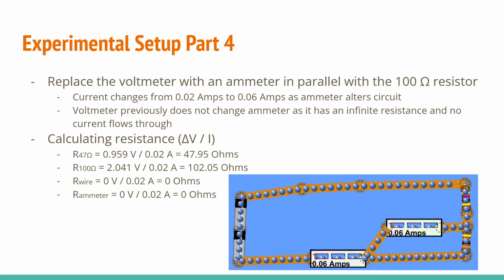As you can see, we can calculate resistance through Ohm's law, and that gives us the resistance of the resistors of 47 ohms and 100 ohms, and the wire as well as the ammeter. These resistances are a bit off because our total amperage is not accurate.